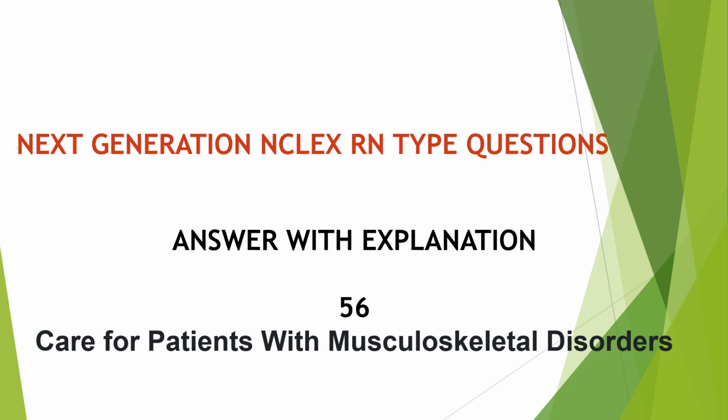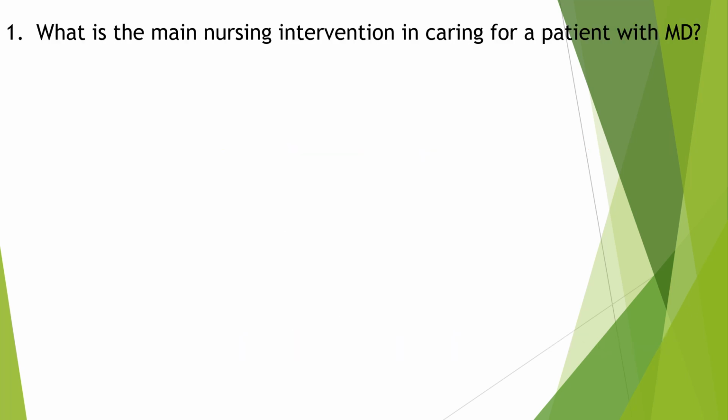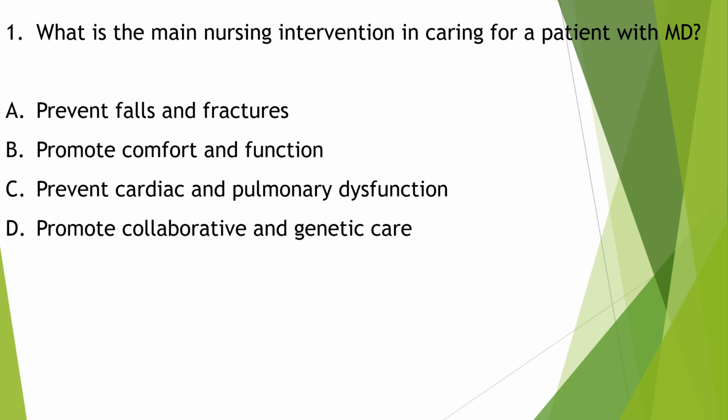See an NCLEX RN video based on care for patients with musculoskeletal disorders. What is the main nursing intervention in caring for a patient with muscular dystrophy? Prevent falls and fractures, promote comfort and function, prevent cardiac and pulmonary dysfunction, promote collaborative and genetic care.